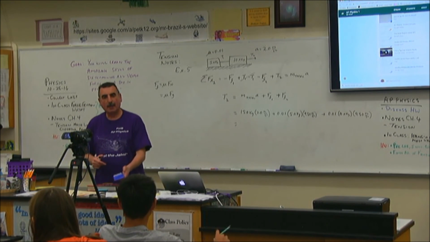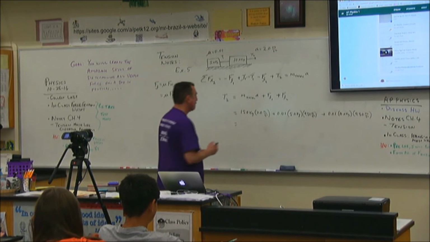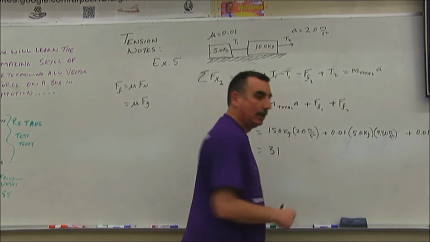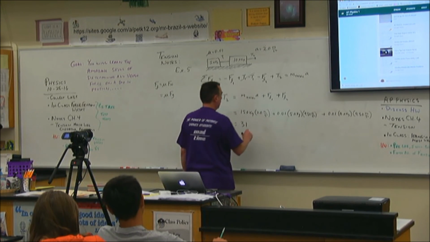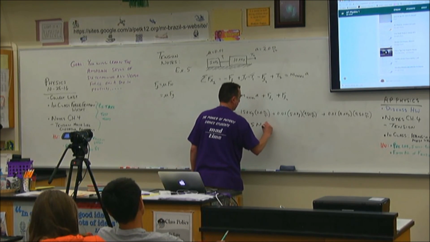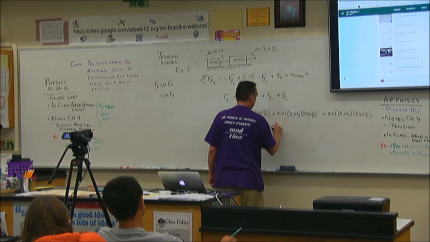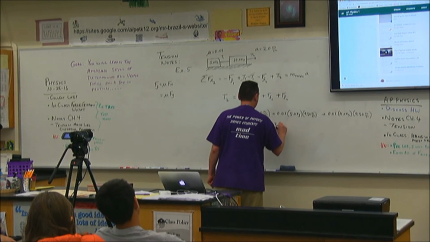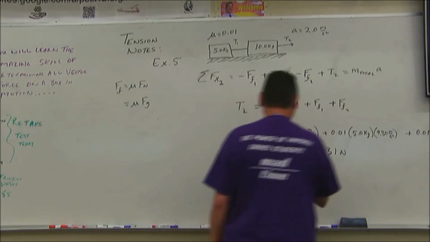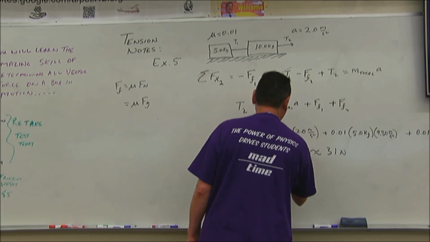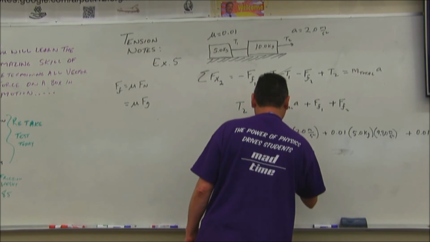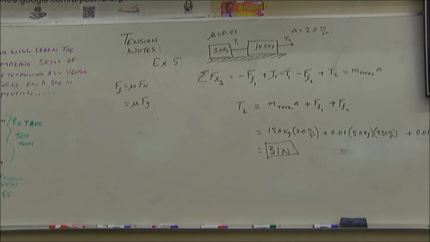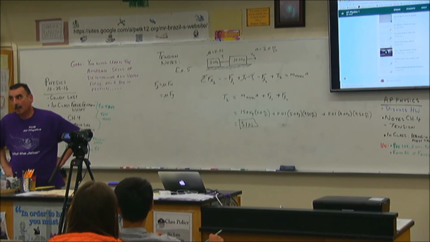I got 31.5. Anybody else got a different one? 31.47. Yeah. Sig figs, so 31 newtons. I'm just going to go to 31. Erase it. Done. Because we're not doing anything else with that number, so we're done. Are we good? Yay. Okay.